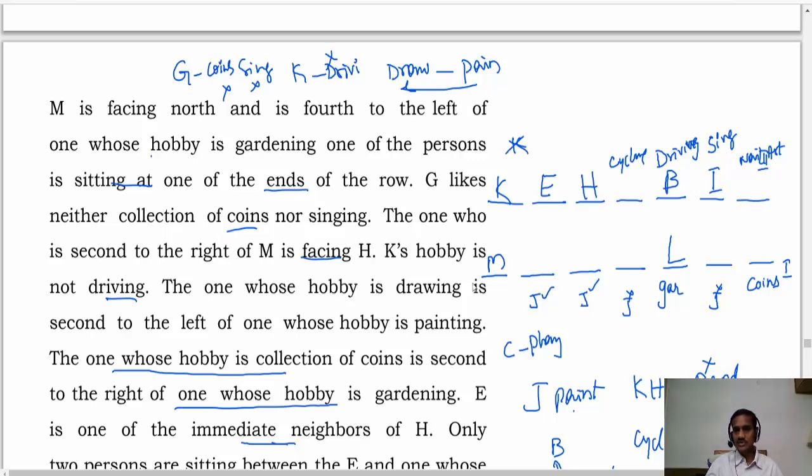If J is here, the second to the left cannot be drawing, so J must be at this place. If J is here, painting must be at this place. Okay, we have fixed J.